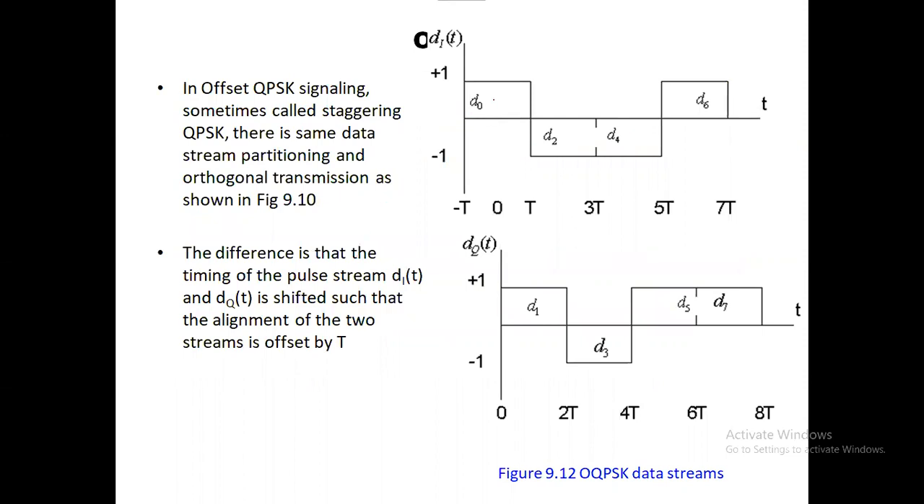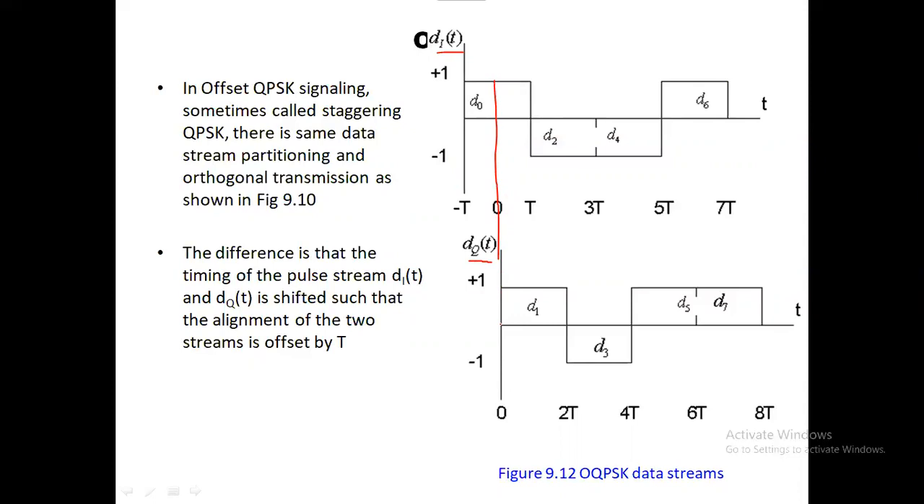So it is right to understand why there is a phase shift of T here, a phase shift of T here, because we divide the even bit stream and the odd bit stream. So basically dividing, shifting it to a T duration, making it an offset of T duration.